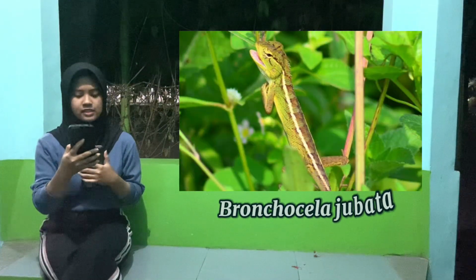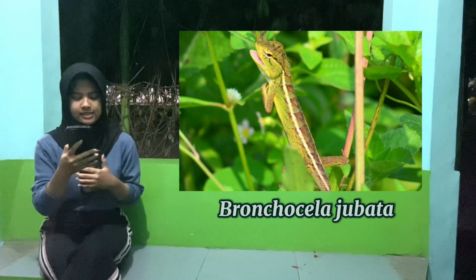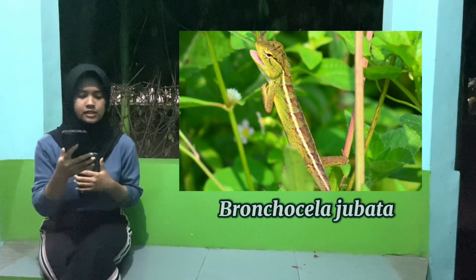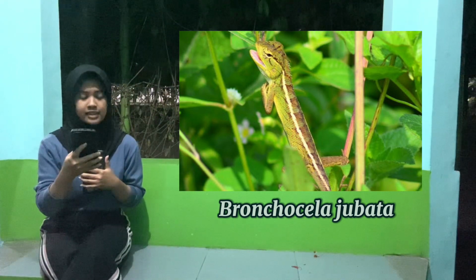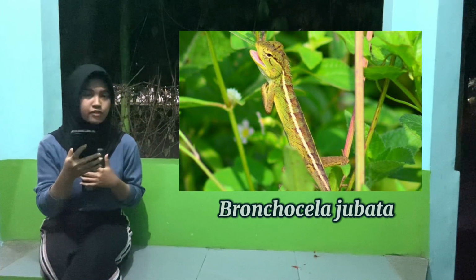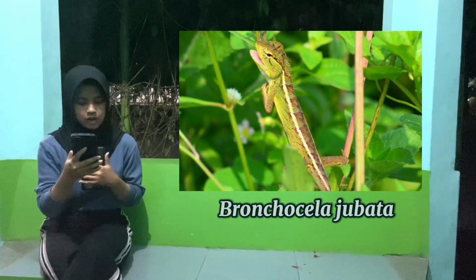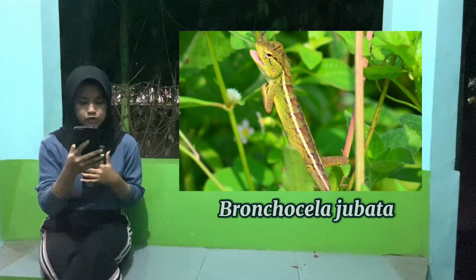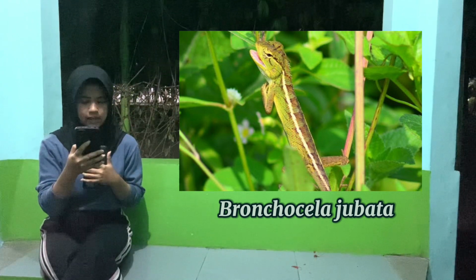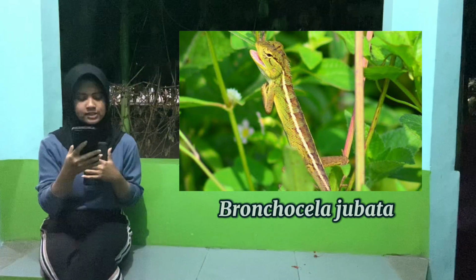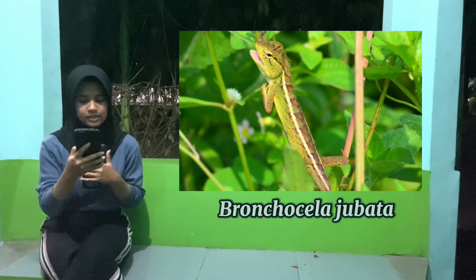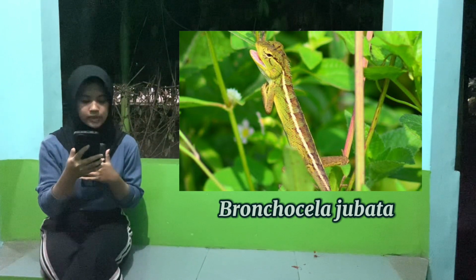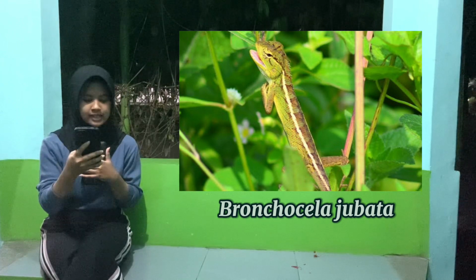Okay, the next species is Bronchochela jubata, commonly known as the green crested lizard or the green garden lizard. It's a species of agamid lizard found in Southeast Asia. And the classification is Kingdom Animalia, Phylum Chordata, Class Reptilia, Order Squamata, Family Agamidae, Genus Bronchochela, and the species is Bronchochela jubata. For the main characteristic, the size, the green-crested lizard can reach a total length of about 40 to 50 centimeters, with the tail making up a significant portion of their length.